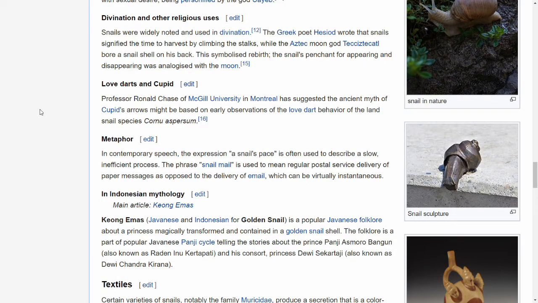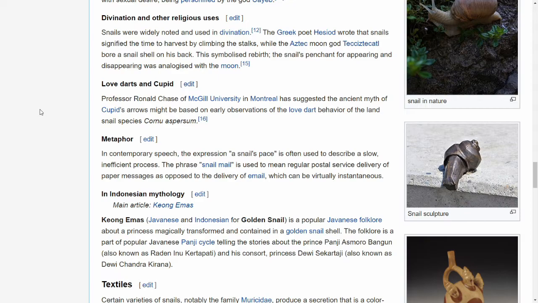Love darts and Cupid. What? Professor Ronald Chase of McGill University in Montreal has suggested the ancient myth of Cupid's arrow might be based on early observations of the love dart behavior of the land snail species Cornu aspersum.